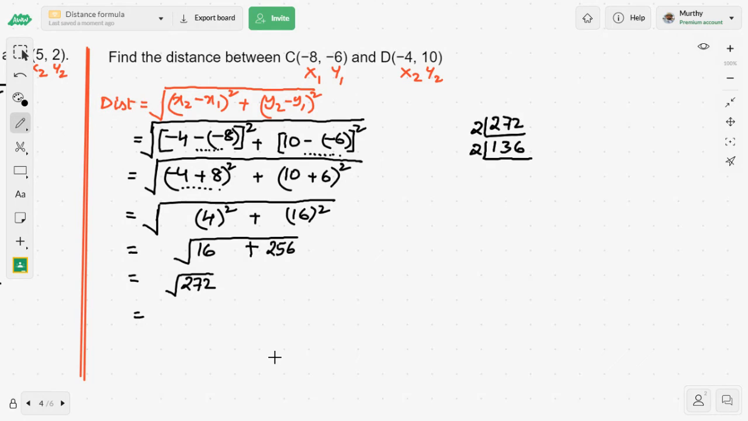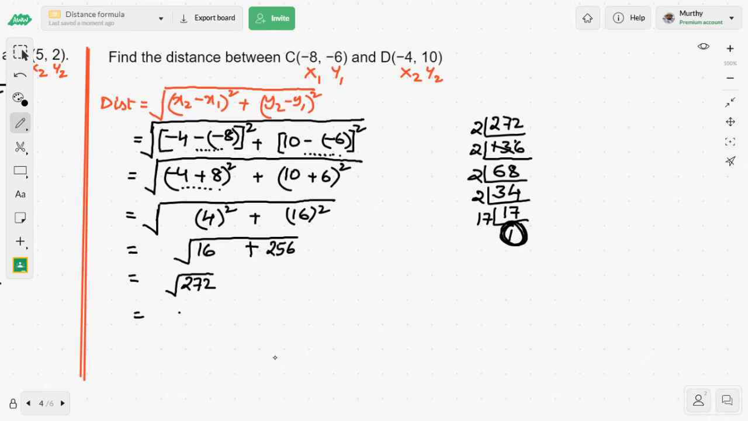Then may I divide by 2? Yes. 2 sixes are 12, then 1 is left, 2 eights are 16, so 68. Then 2 times 34, 2 times 17. Now, can you divide 17 by any value? No, right? So let me take 17 times 1. You keep dividing until you get 1, right?